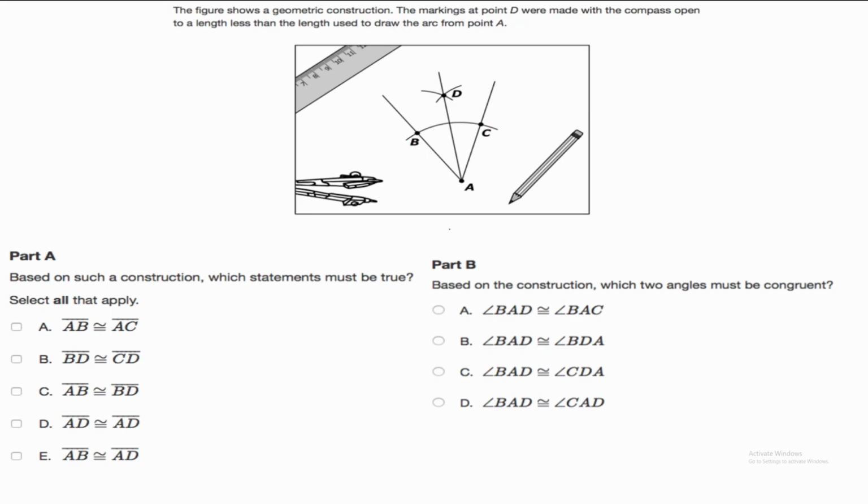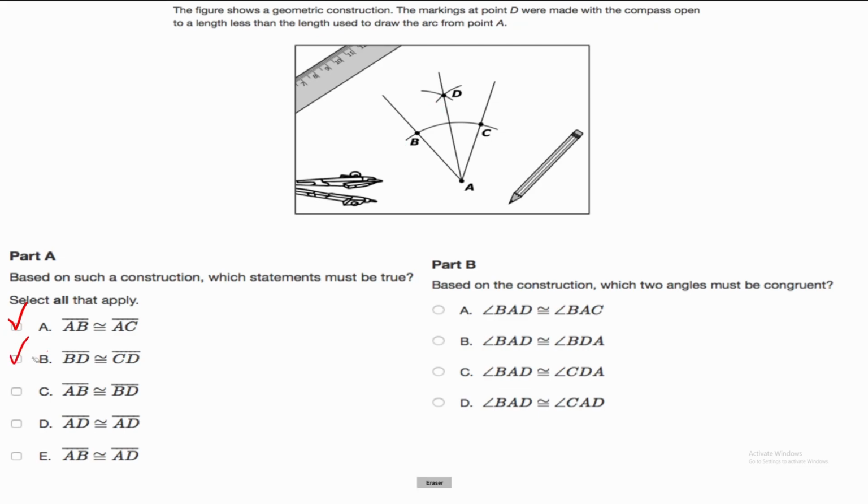If that first arc is the same, that means it's part of a circle, which means that AB and AC need to be the same because they're both radii of that circle. Next up, BD is congruent to CD. BD congruent to CD. This needs to be true also. So we're going to check that off.